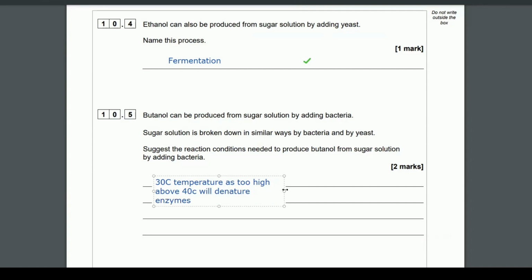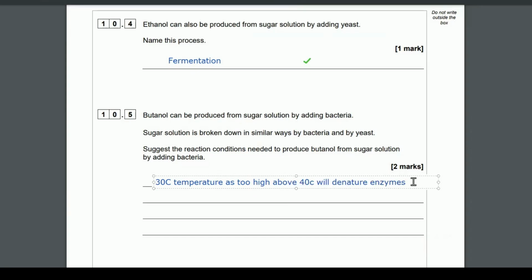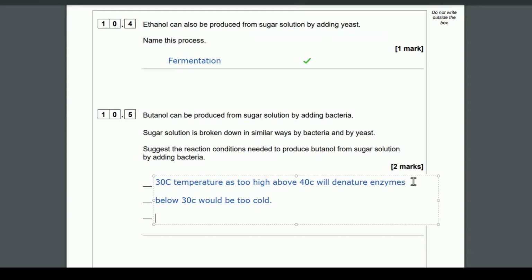I'm just writing a bit more for explanation, but I would suggest 30 degrees temperature. If you go above 40 degrees, it will denature the enzymes. Below 30 degrees would be too cold. We want to make butanol by adding bacteria, so the sugar is going to provide them enough energy that they can survive and they can produce. What else do we need?